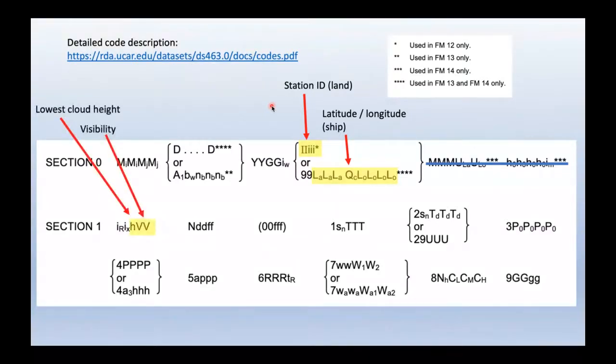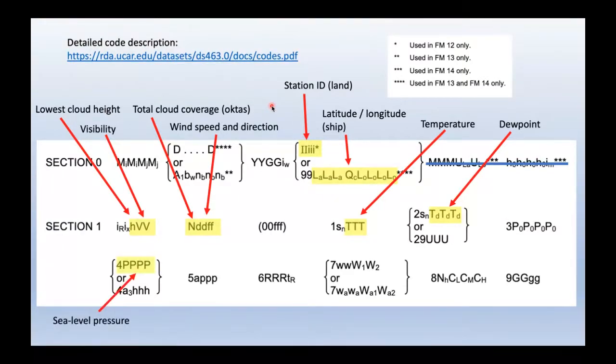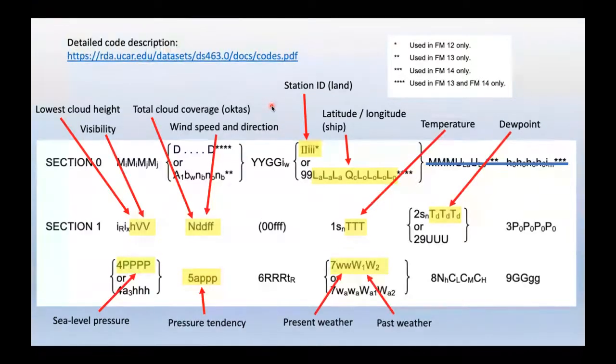You've got the lowest cloud height and visibility. You've got the total cloud coverage in octas and the wind speed and direction. Temperature and dew point in degrees Celsius to the nearest tenth of a degree. Sea level pressure to the nearest tenth of a hectopascal. Pressure tendency over the previous 3 hours. Present weather and past weather. Actually, they give 2 past weather codes, a W1 and W2. We're going to be concerned with the present shortly.